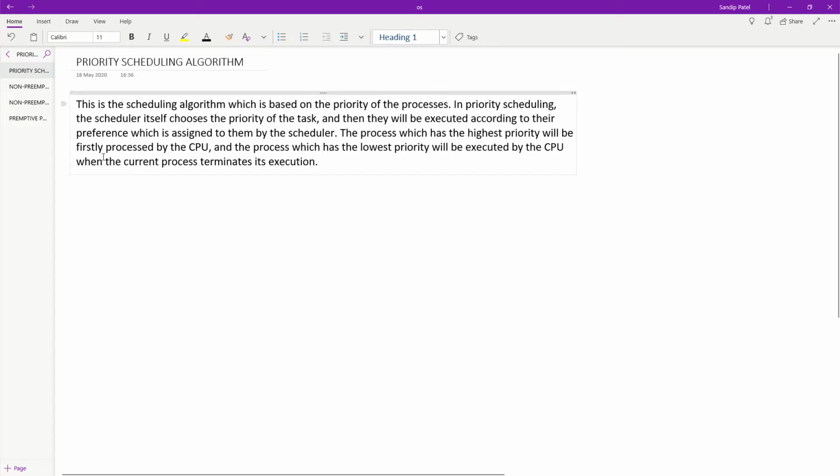Here the scheduler chooses the priority of the task and then they will execute according to the preference assigned to them by the scheduler. The process which has the highest priority will be first processed by the CPU, and the process which has the lowest priority will be executed by the CPU when the current process terminates its execution. So what is happening here? The CPU will assign a priority to each and every process.